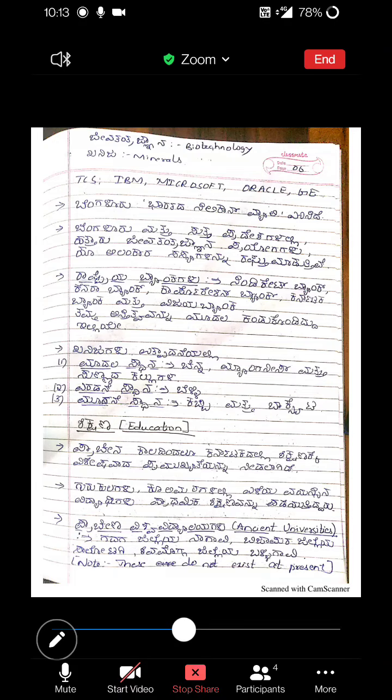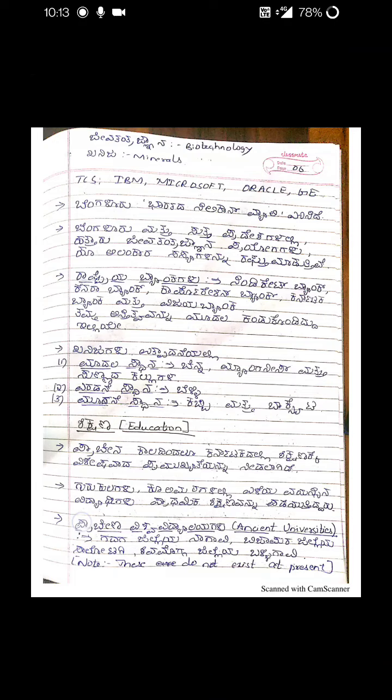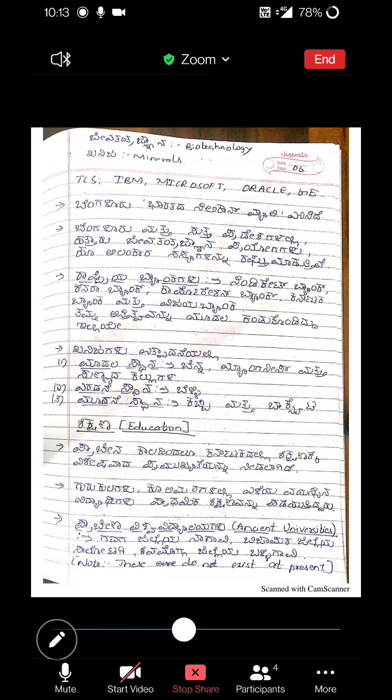Even in ancient times, there were institutions like Gurukulas and Kooli Mathas where people of all ages were getting education in Karnataka. Ancient universities.